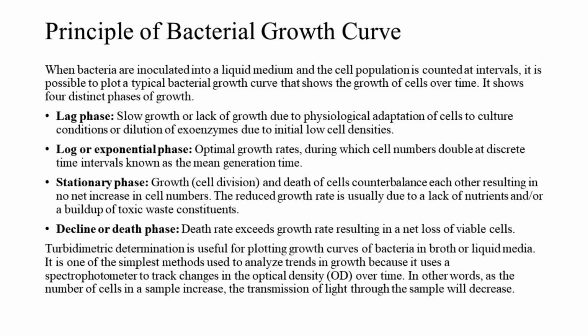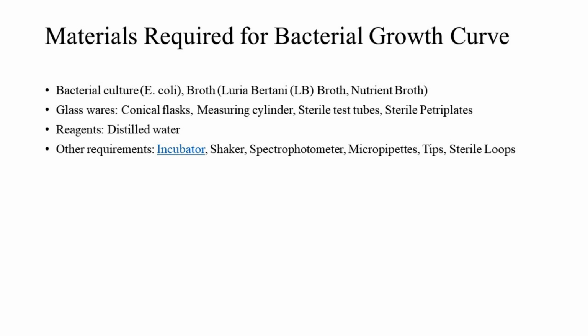Turbidimetric determination is useful for plotting growth curves of bacteria in broth or liquid media. It is one of the simplest methods used to analyze trends in growth, because it uses a spectrophotometer to track changes in the optical density, OD, over time. In other words, as the number of cells in a sample increases, the transmission of light through the sample will decrease.